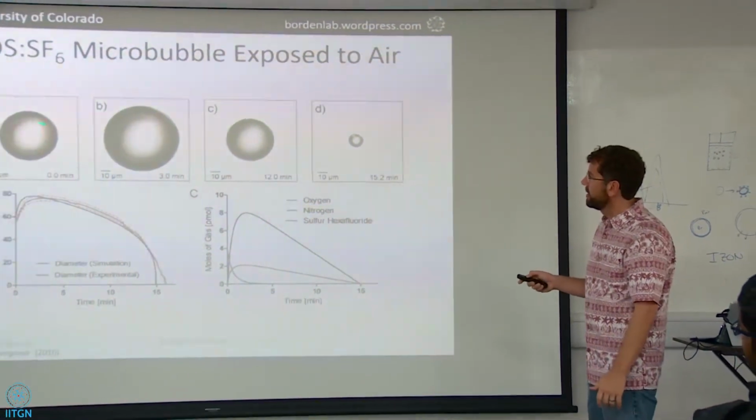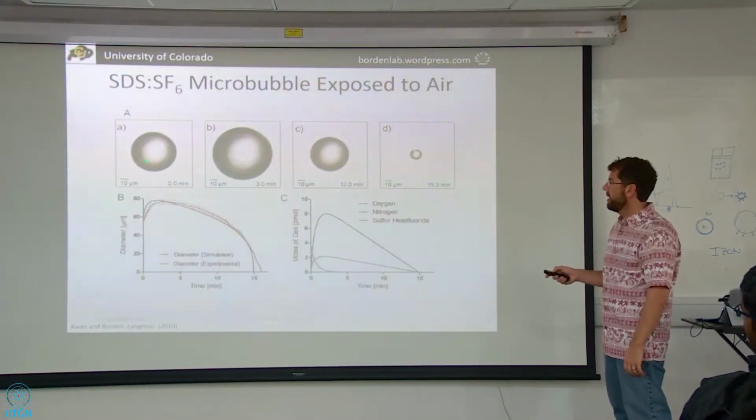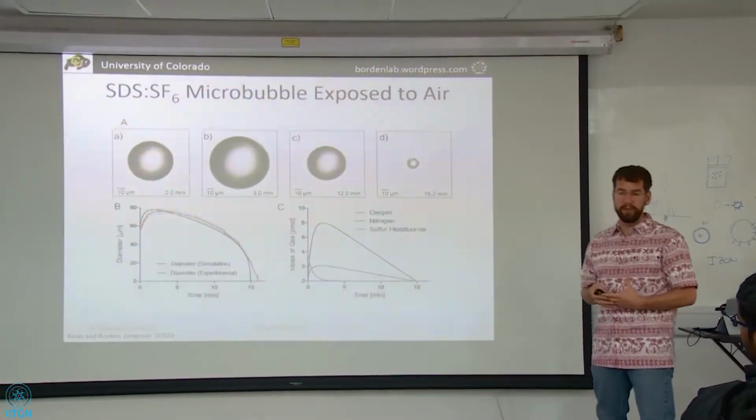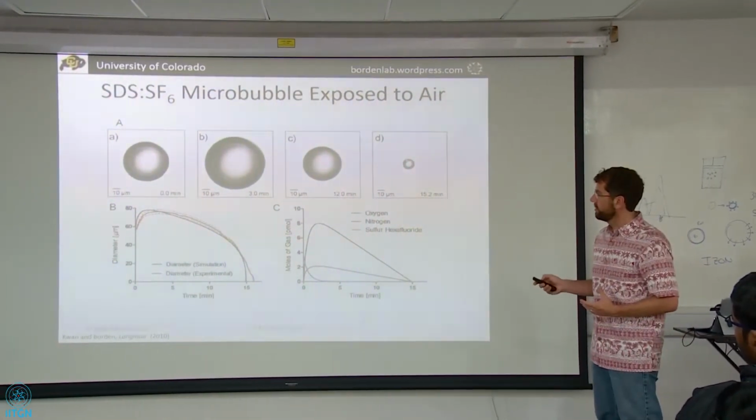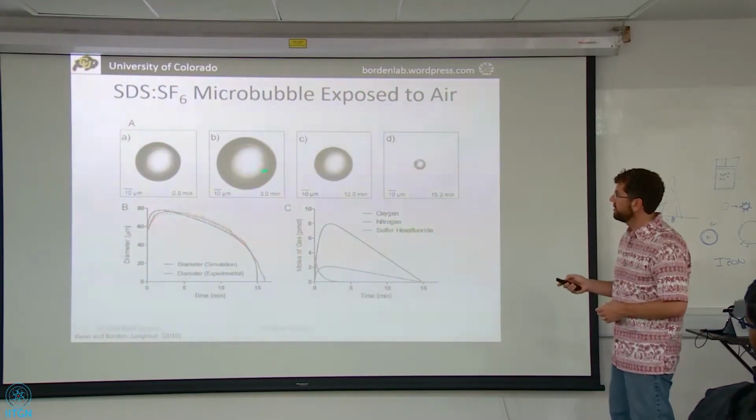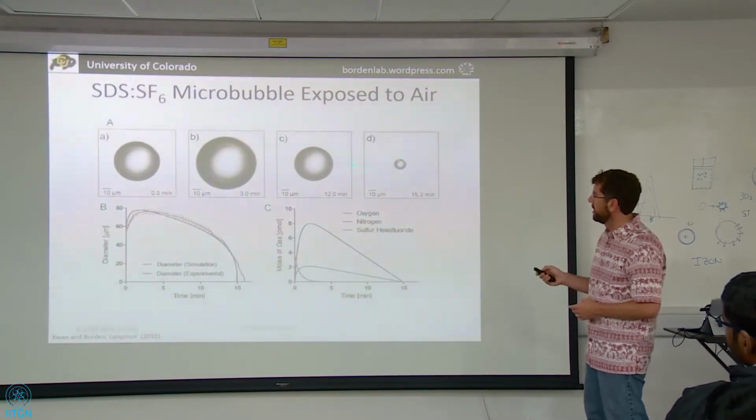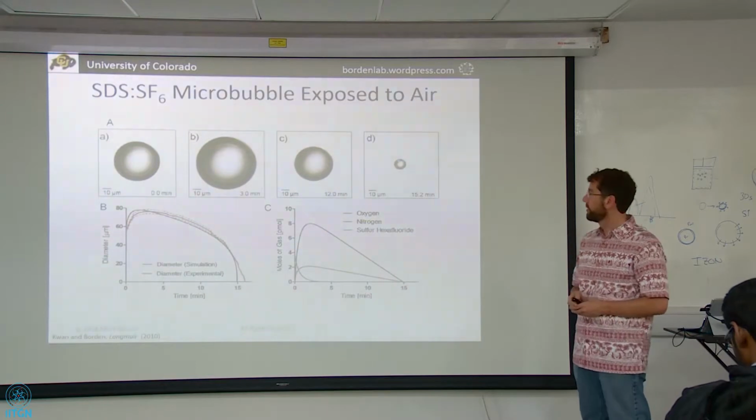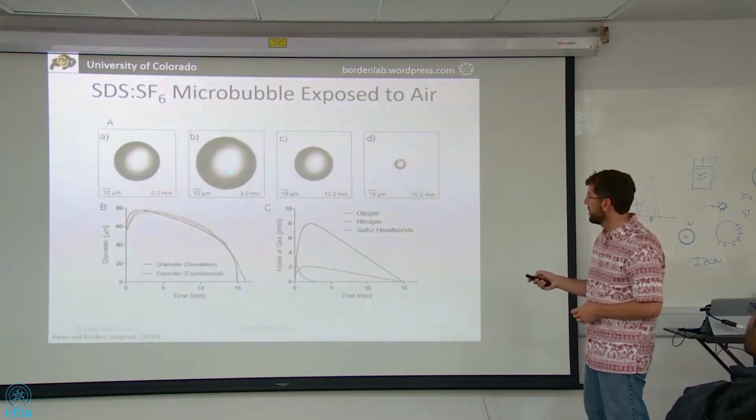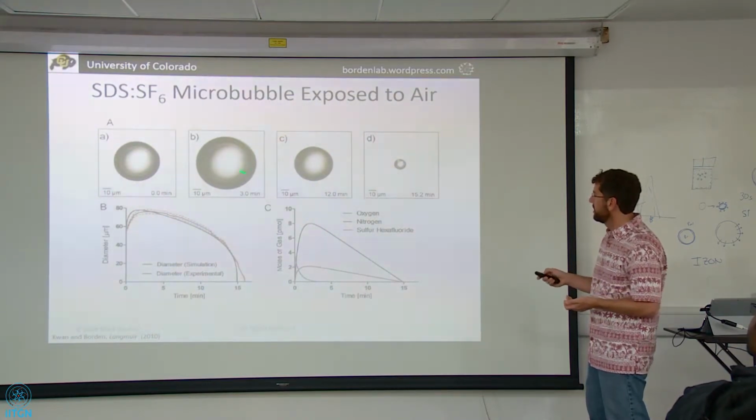Then we suddenly exchange the surrounding environment with air saturated medium, and nitrogen and oxygen, which have a higher diffusion coefficient than sulfur hexafluoride, diffuse even faster. Because they're diffusing in faster than sulfur hexafluoride can leave, the bubble actually grows, and then it shrinks. It grows to a certain point, but then surface tension takes over, nitrogen and oxygen equilibrate, and it starts to shrink.